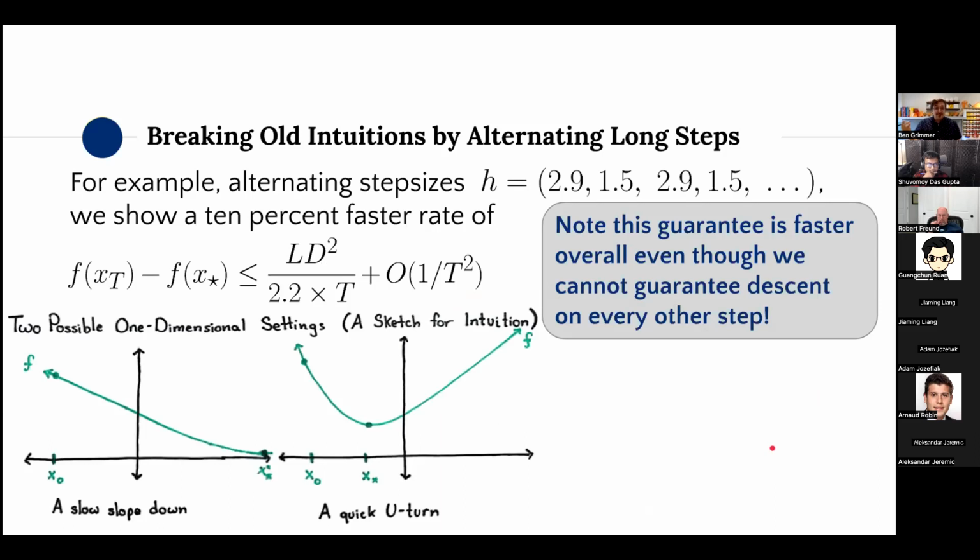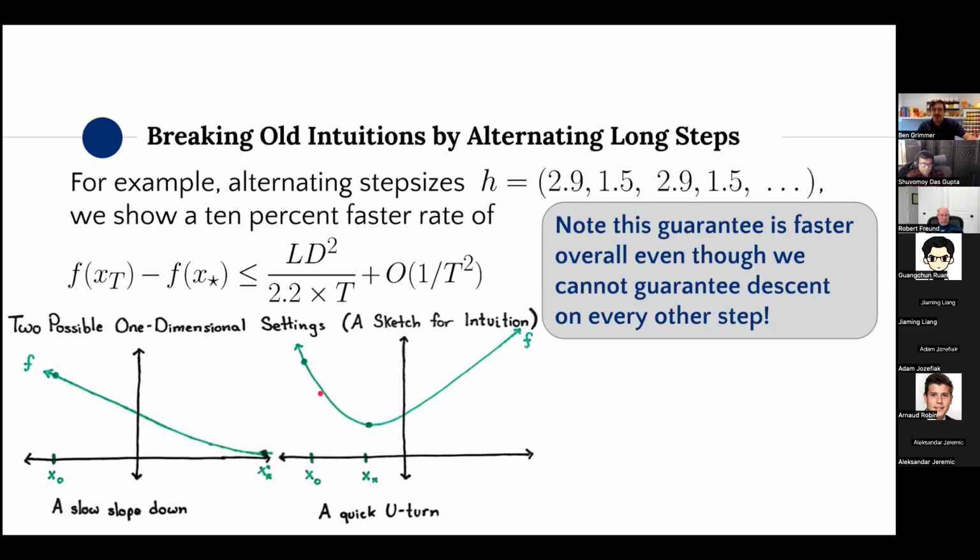So to get some intuition for how you would argue something like this, I've sketched 2 possible one-dimensional scenarios we could find ourselves in. To prove a theorem, we're going to have to think about every possible function. But to get some intuition, I just have 2 examples. You could think about a problem that's just a slow slope down on the objective. The only reason that this problem is hard is because the slope is small. So it'll take a long time to walk along it. Or you could have an example with a quick U-turn.